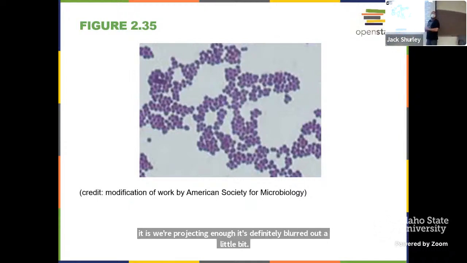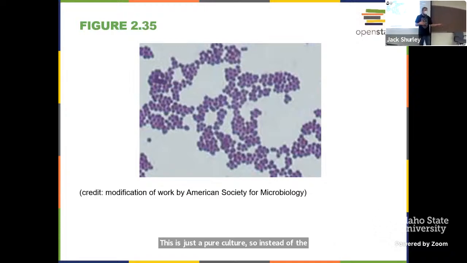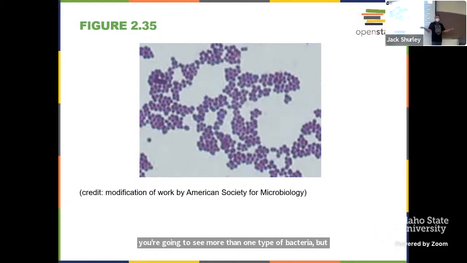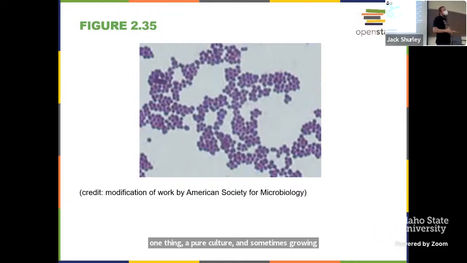This is just a pure culture. So instead of the mixed culture with positives and negatives, which, if you're looking at a specimen from an individual, it's likely you're going to see more than one type of bacteria. But other times we want to see just one thing, a pure culture. And sometimes growing the bacteria in the lab, doing different plating techniques, helps to ensure that what we're working with is just this one thing.